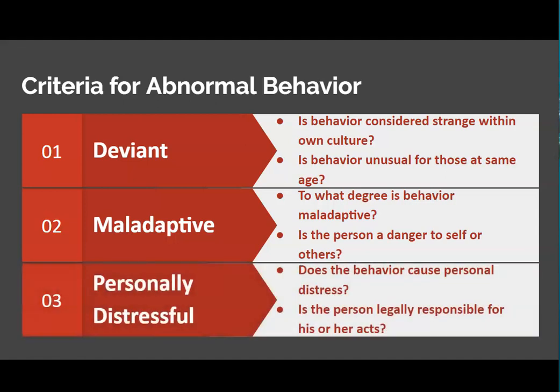The third characteristic of abnormal behavior is personally distressful. 2 questions we will ask are, does the behavior cause personal distress? We may all experience anxiety at times, but does it cause us such personal distress to the point where it impacts our ability to go to work or go to school? The second question, is the person legally responsible for his or her acts? The term insanity is only used by the legal system. Mental health professionals do not use this term. It is the legal term used by courts to declare people not legally responsible for their acts.